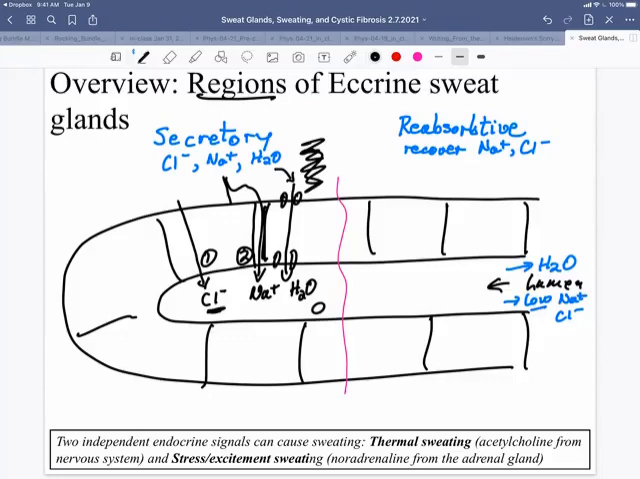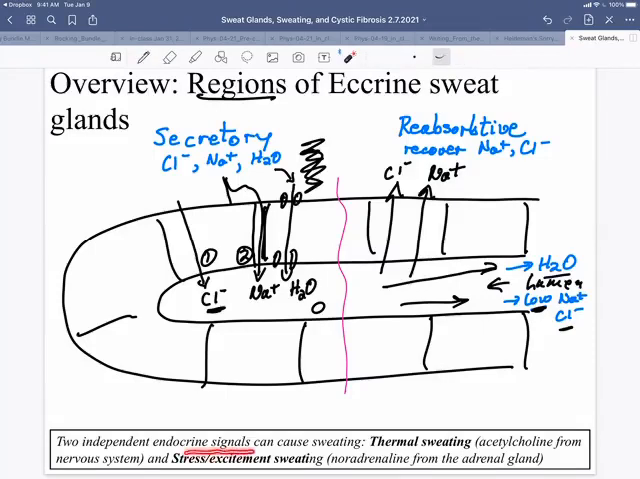In the reabsorptive region, the chloride and the sodium are reabsorbed, but the water is left behind. So the result is a sweat that is a dilute fluid with water, but it has low sodium and chloride. You can't get back all of the salt that you produce. There are two endocrine signals that cause sweating. There's thermal sweating, and we won't talk about it, but that's driven by acetylcholine from the nervous system. And then there's stress and excitement sweating, which is driven by noradrenaline from the adrenal gland.